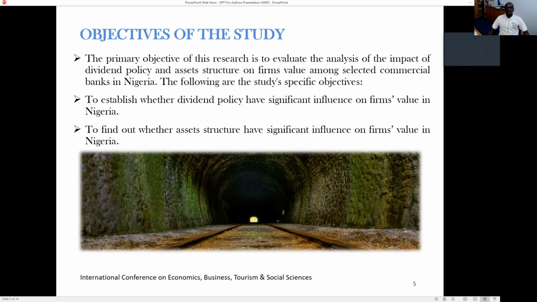Objective of the study. The primary objective of this research is to evaluate the impact of dividend policy and asset structure on firms' value among selected commercial banks in Nigeria. The following are the study's specific objectives: to establish whether dividend policy has significant influence on firms' value in Nigeria, and to find out whether asset structure has significant influence on firms' value in Nigeria.